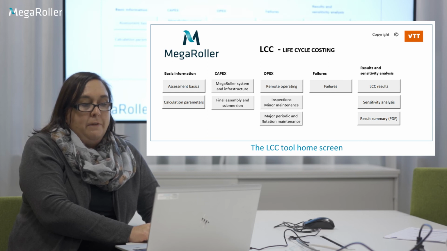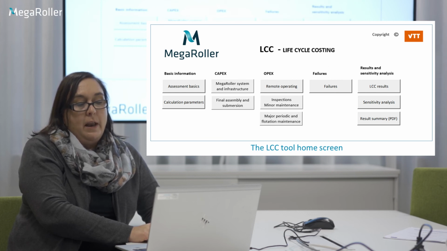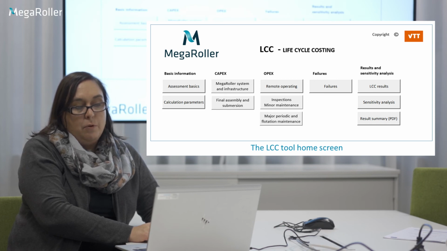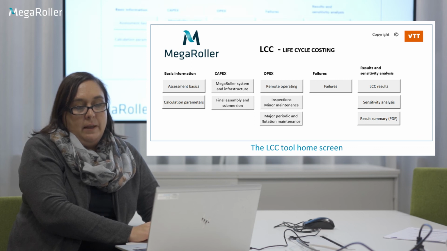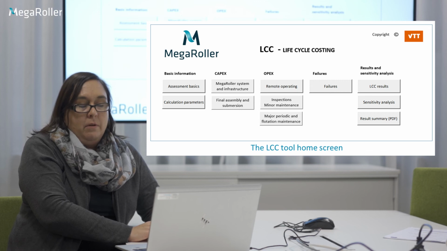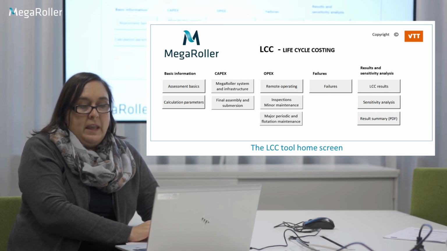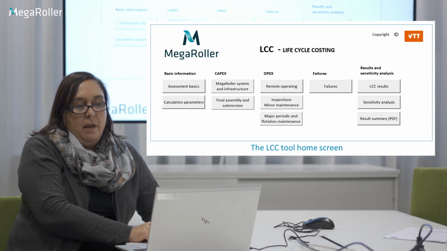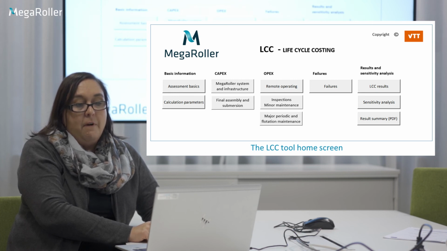And in the beginning of the process, we are also defining the calculator parameters for the assessment. And then the results and sensitivity analysis sector is very important. The results section is defining and presenting the results both in numerical form, and there are a lot of graphs available for the key KPIs, which are the total life cycle cost, CapEx, OPEX, and the cost related to these defined cost items.